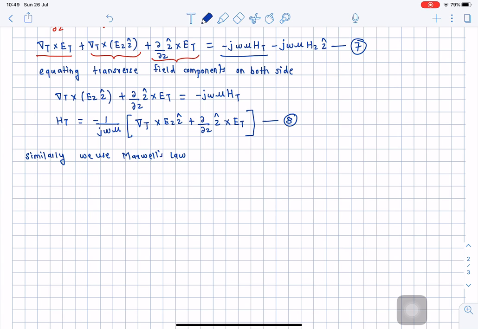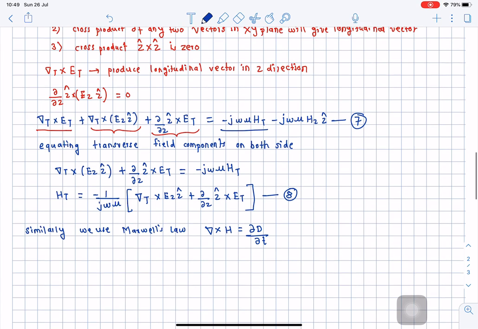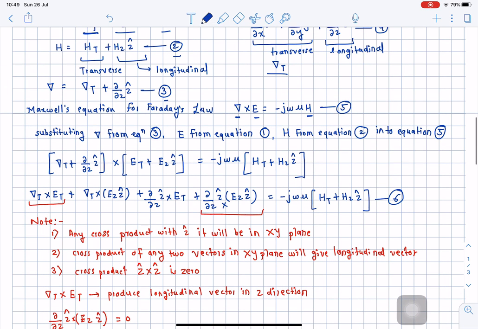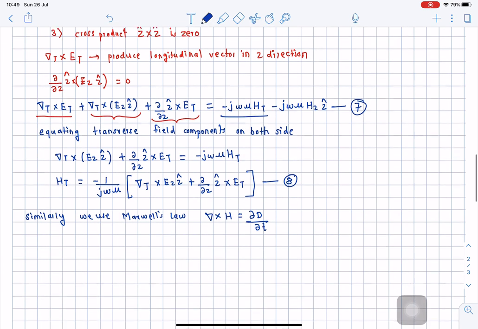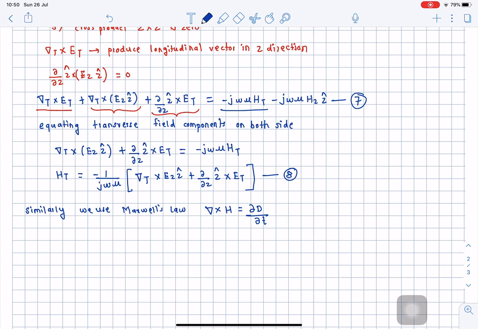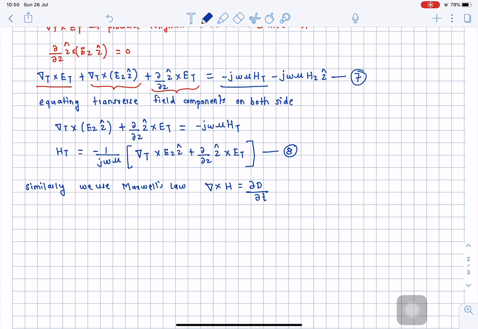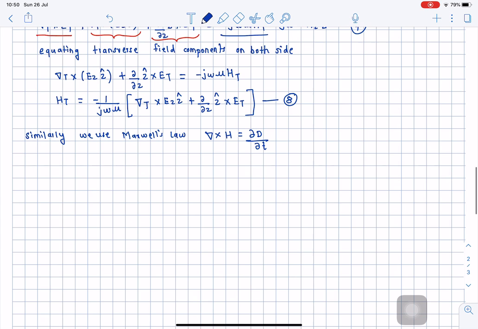So what is Maxwell's law for Ampere? Del cross H is equal to del D by del t. If we use this particular Maxwell's equation and perform a similar operation, we started with Maxwell's equation for Faraday's law in equation 5 and got the equation for H of t. On the similar basis, when we make use of Maxwell's law for Ampere, we will get the electric field transverse component in a similar way.